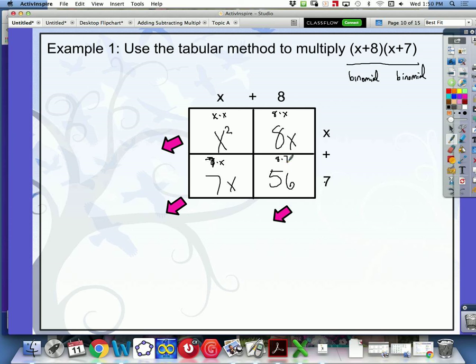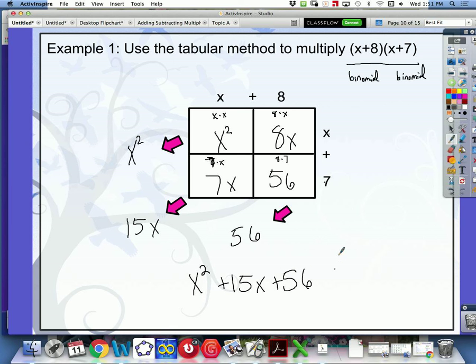So basically we're taking this big problem and breaking it into 4 easy to see problems. Then we add diagonally. X squared is by itself, so it stays x squared. We go diagonally here, that gives me 15x, and that one's by itself, so that gives me 56. So our final answer would be x squared plus 15x plus 56.